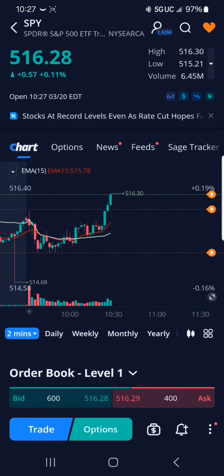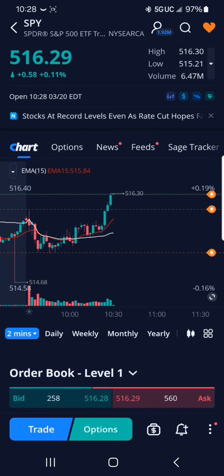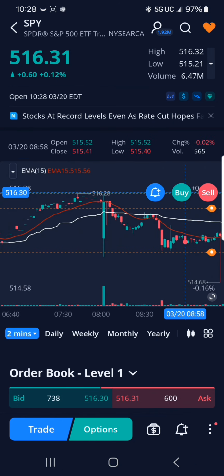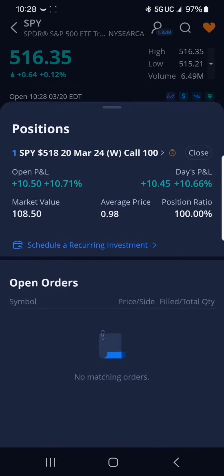This would be a good place to scale one if I would have bought two. So I decided to buy one in the money contract to get a better contract. But if I would have bought two out of the money contracts, this is where I would scale out of one. So I would get out of one right here at 516.28 where it got rejected before, just in case it does it again, and then I'd hold on to the other one and see what it does.